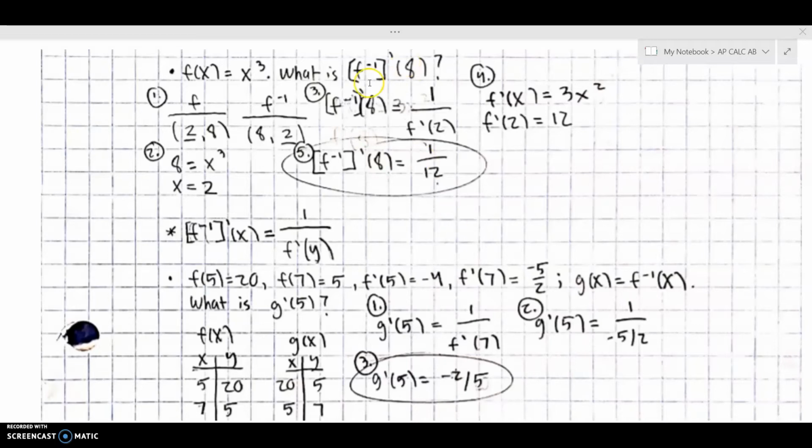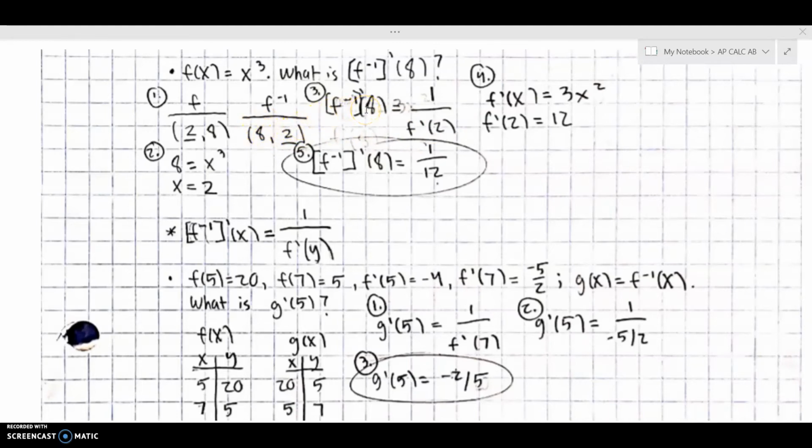Okay, so let's move on to this next step in which we pretty much just plug in everything we have. Here we have the derivative of the inverse of f at 8 is equal to 1 over the derivative of f at 2. Okay, so we put this 2 here from the y value of the point on the inverse function.